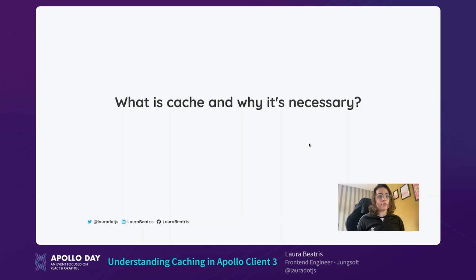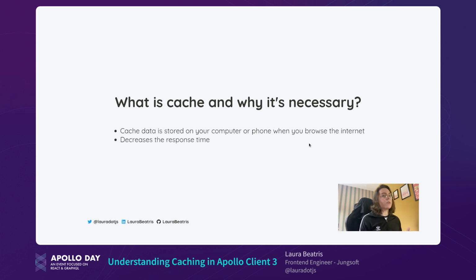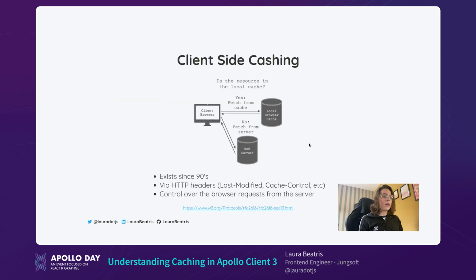Cache data is stored on your computer or phone when you browse the internet. And it's really important because it decreases the response time of a web application. By doing that, it also avoids unnecessary requests to the server, which reduces the bandwidth and benefits the user. But there are two kinds of caches. Server-side caching is usually done by using NoSQL databases such as Redis. Then you can save the data on the database and retrieve it later on.